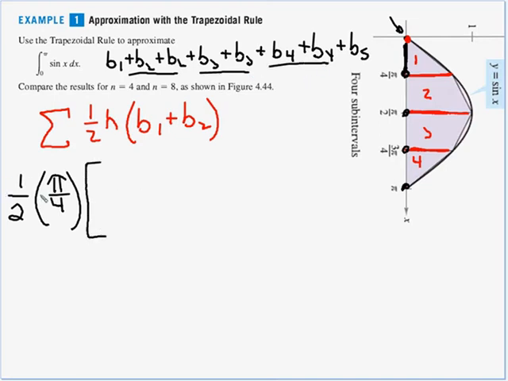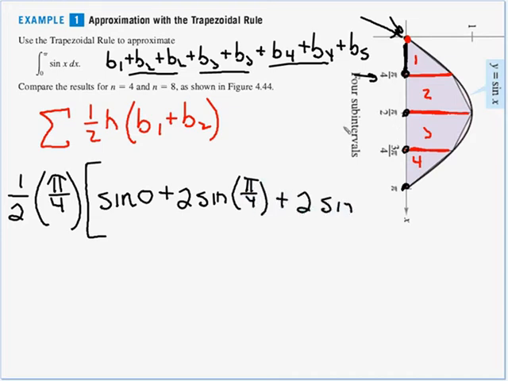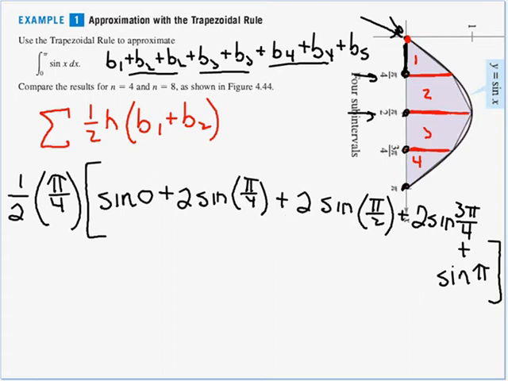So we're going to have our 1/2 and then our delta x, and our first base is going to be the sine of 0, when we evaluate the function at the origin. Then plus 2 times the sine of pi over 4, plus 2 times the sine of the next one, pi over 2, plus 2 times sine 3 pi over 4. I'm running out of room. Plus 1 times sine of pi. At the endpoints we just have 1s, 1 at the start, 1 at the end. Everything else in the middle is doubled because of the overlap of the bases.